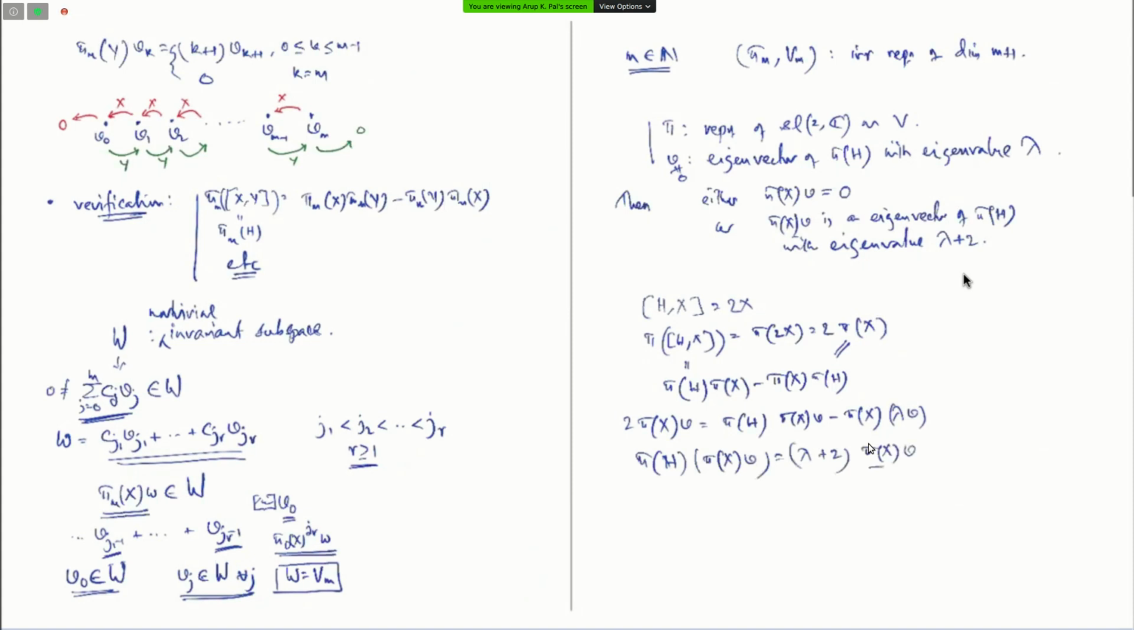So now the conclusion follows. Either this is the zero vector, or if it's not the zero vector, then it is an eigenvector corresponding to eigenvalue lambda plus 2. So this is a direct consequence of the relation. There's nothing else involved here.